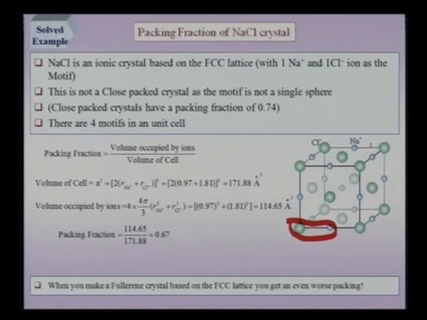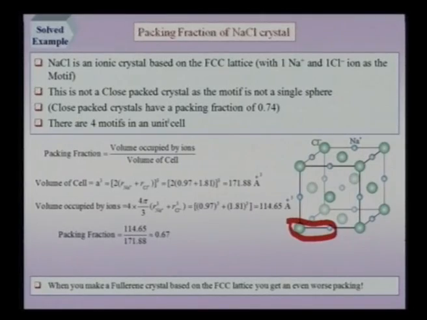And the important point I want to show in this calculation is that this is not a closed packed structure, even though it is based on the FCC lattice. Diamond cubic, we saw, has an even lower packing fraction, but there could be even worse structures than diamond cubic which are also based on the FCC lattice, and we will take up one example later in the course, which is the case of the fullerene. Okay. So we have 4 motifs in the unit cell because it is an FCC lattice.